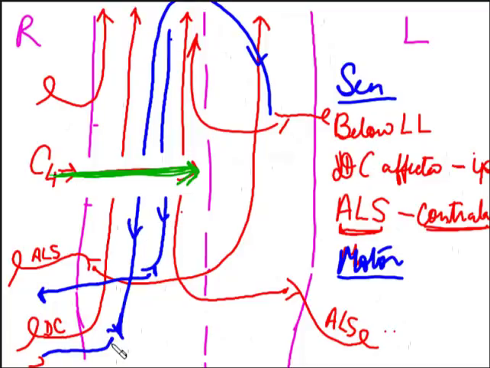So on the same side as the lesion, which means ipsilateral, the corticospinal fibers will be involved, which means it will be an upper motor neuron type of lesion. So the corticospinal fibers are involved on the ipsilateral side, and therefore it will be an upper motor neuron type of lesion. Now at C4, the cut was made at the C4 segment of the spinal cord.